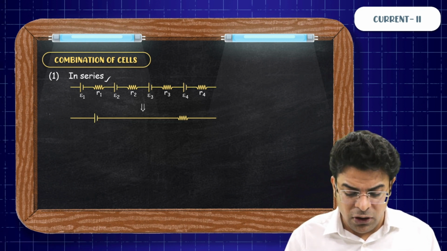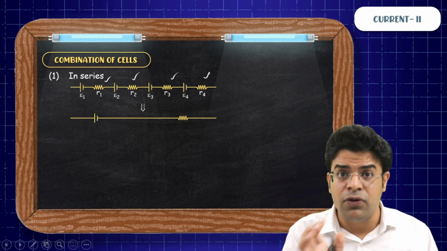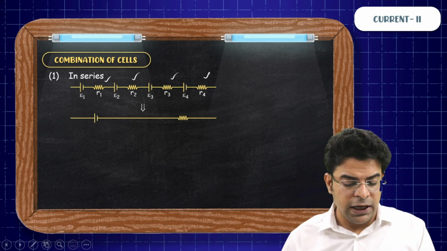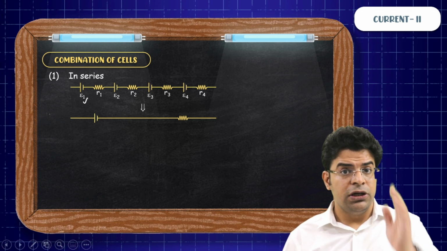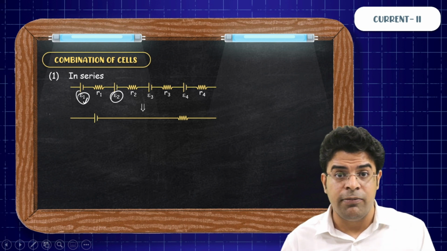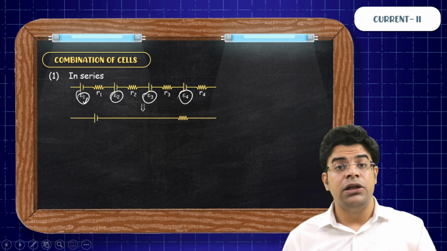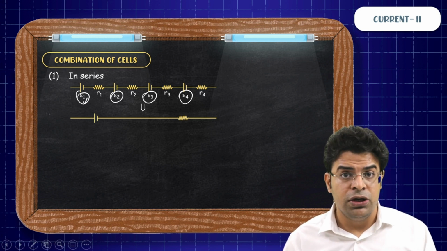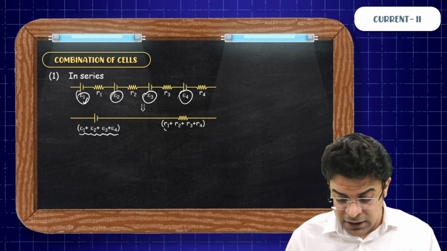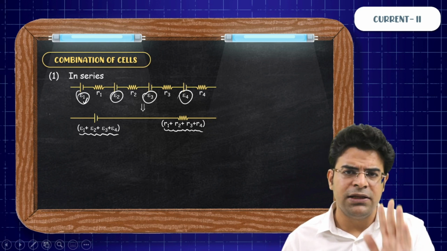Since all the resistances are connected in series, the same current is bound to flow through them. The equivalent resistance will be nothing but R1 plus R2 plus R3 plus R4. But what about the equivalent EMF? This first battery wants the potential of the left hand side to be higher by E1, the second battery wants the potential of the left hand side to be higher by E2, the third by E3, the fourth by E4. So the net EMF comes out to be E1 plus E2 plus E3 plus E4, while the net equivalent resistance comes out to be R1 plus R2 plus R3 plus R4. And I think that you find it easy.